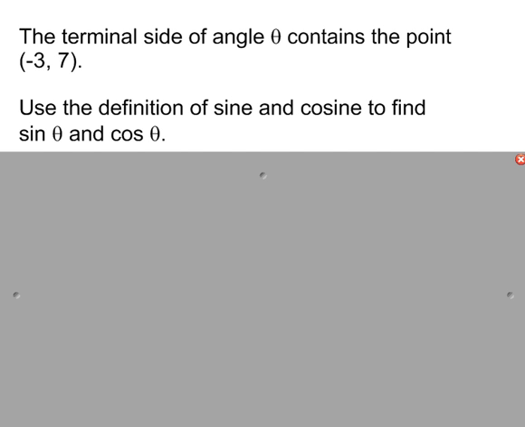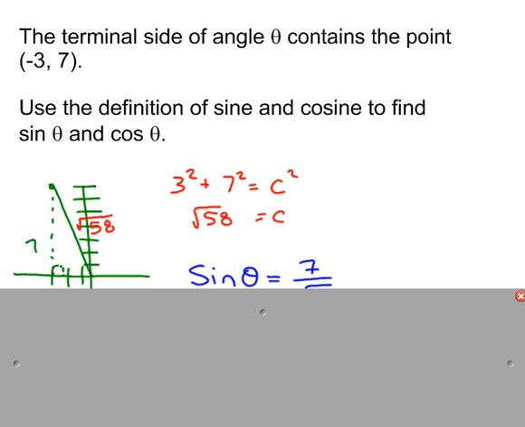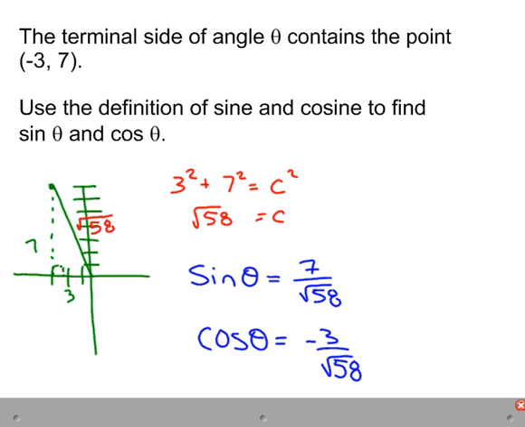All right, welcome back. I hope you were able to find out that your hypotenuse was the square root of 58. And sine is 7 over the square root of 58, and cosine is negative 3 over the square root of 58. You're in the second quadrant, so therefore sine is positive, cosine is negative.